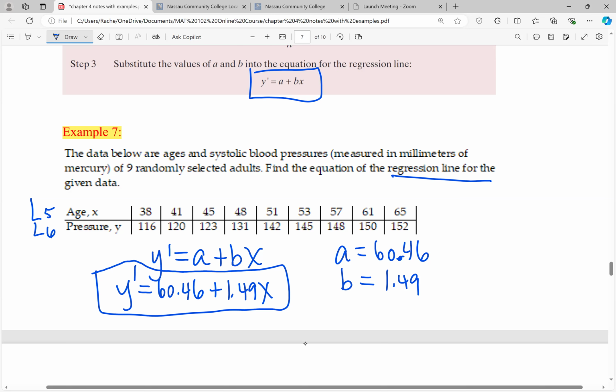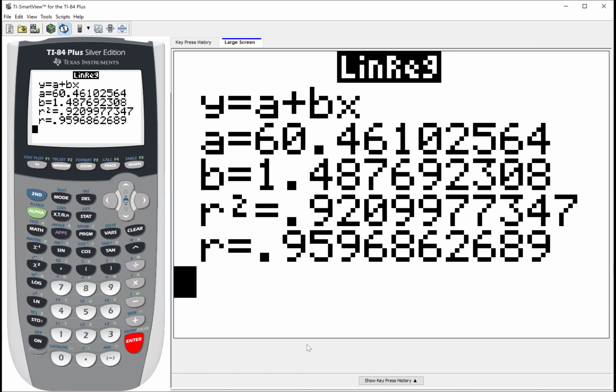And I want you to see what this line looks like and how nicely it fits the data set. So let's go back to the calculator. Let's make a scatter plot of this data set. And we made a scatter plot in the last video, so we're going to do the same thing. We already have our data sets in the calculator. So we have to go to stat plot.